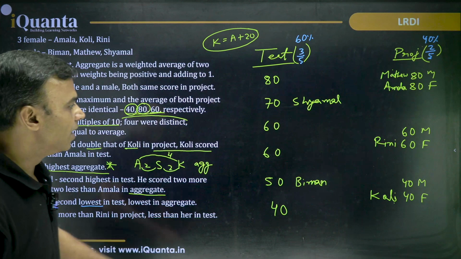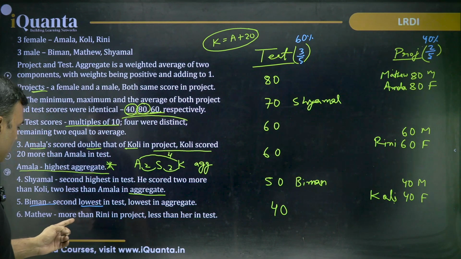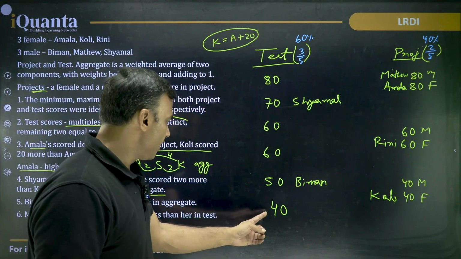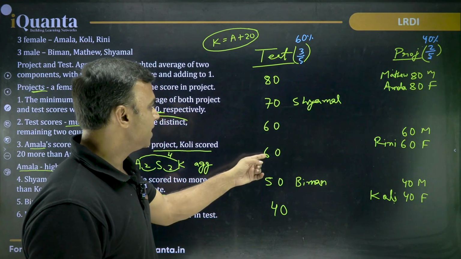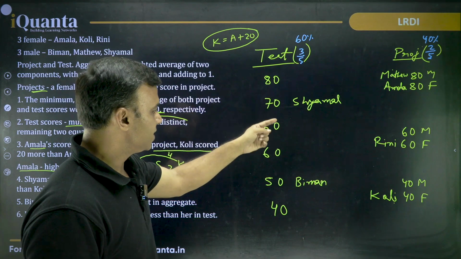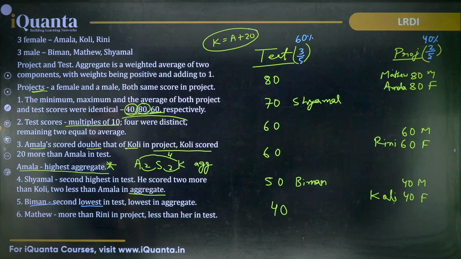But less than her in test. So, Matthew is more than Rini in project, less than her in test. So, this can be Matthew. If this is Matthew, then this can be Rini. This cannot be Matthew. So, Matthew has to be below somewhere here. Okay. So, I think it is not very clear as of now as I see.